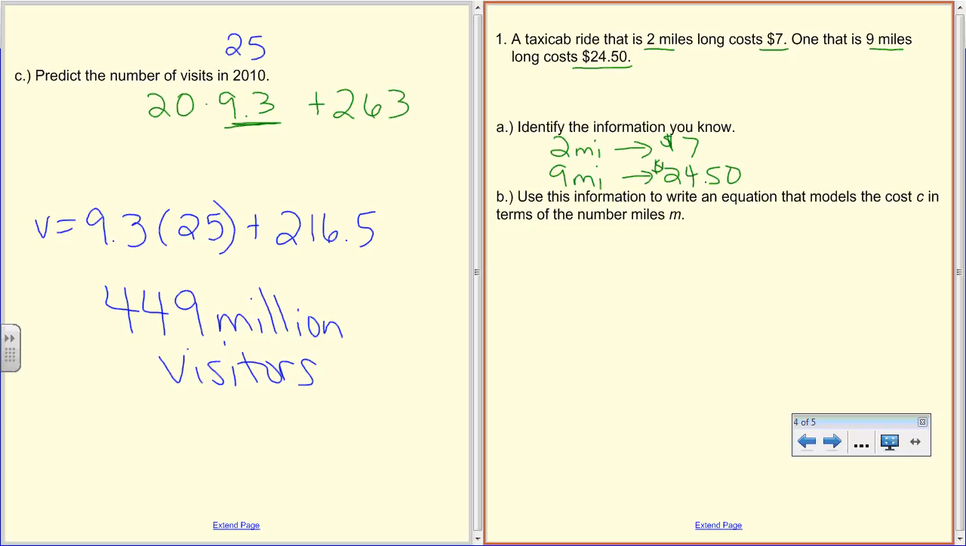We either put it in a table, and you guys have been finding slope from a table, or put it as ordered pairs, and you've been finding slope from ordered pairs. But that's what we have to do first, is we have to find slope here. We're going to have to do some subtracting.